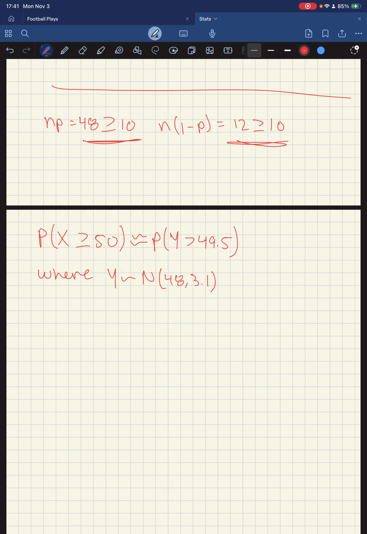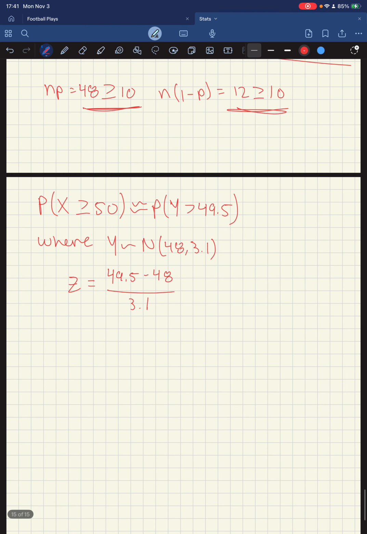So then the next step would be setting z equal to 49.5 minus 48, dividing by 3.1. Put that in the calculator. You get 0.48.